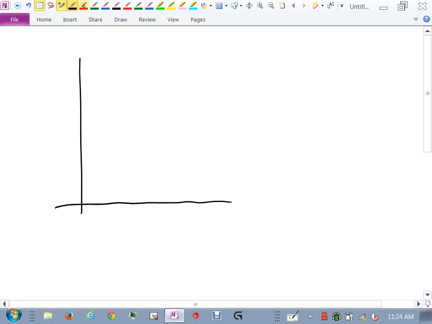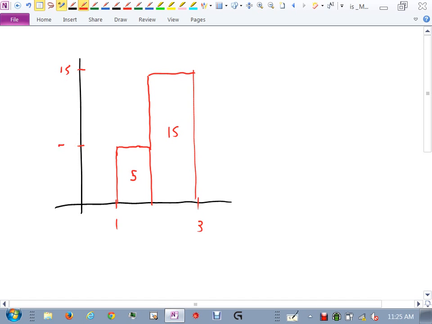Yeah, so what if it's something like from 1 to 2? Now we'll make it 1 to 3. Let's say the area under here, let's see, how am I going to make this work? Let's say the area under this is 5, and let's say the area under this is 15, which makes this 15 and makes this 5. Do y'all agree with that picture? So my function here is the function that does this. It's a step function like this.